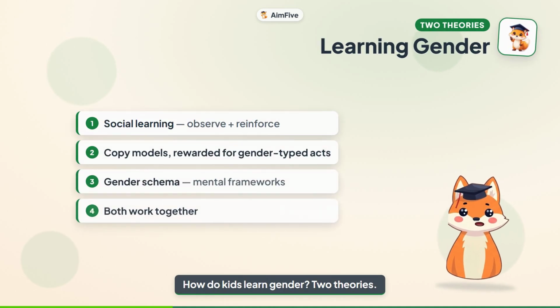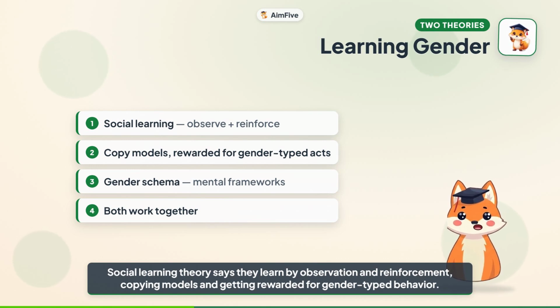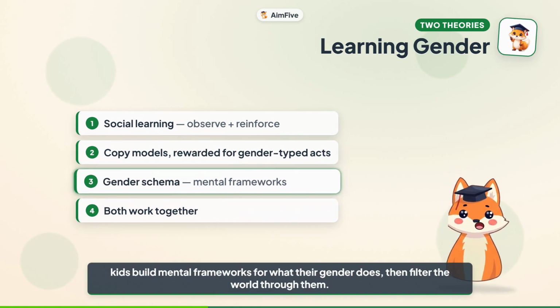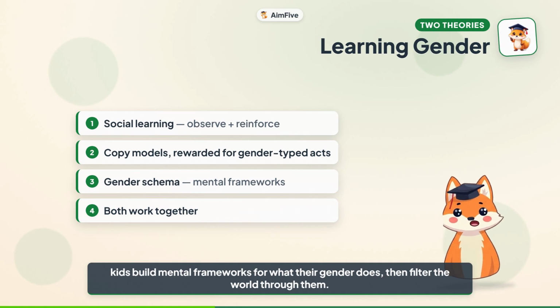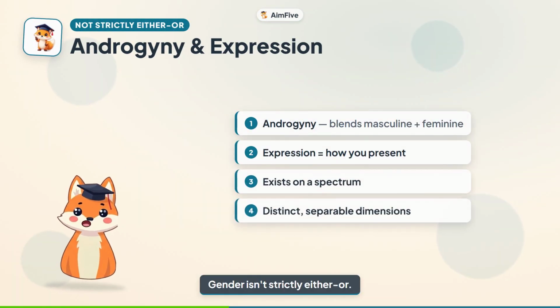How do kids learn gender? Two theories. Social learning theory says they learn by observation and reinforcement, copying models and getting rewarded for gender-typed behavior. Gender schema theory adds a cognitive layer. Kids build mental frameworks for what their gender does, then filter the world through them. Both work together.